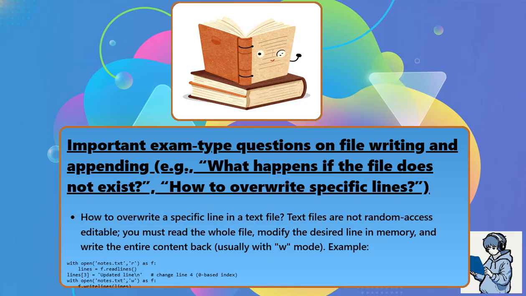How to overwrite a specific line in a text file. Text files are not random access editable. You must read the whole file, modify the desired line in memory, and write the entire content back, usually with w mode. Example: open notes.txt for reading, read all lines, replace the fourth line with the string 'updated line' followed by a newline, then open notes.txt for writing and write all lines back.